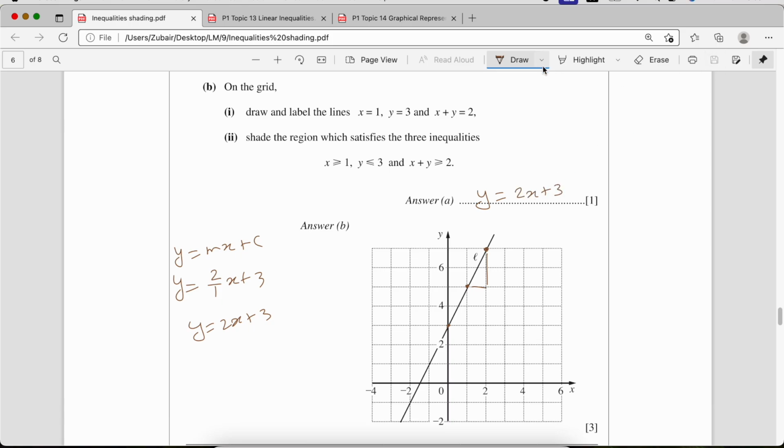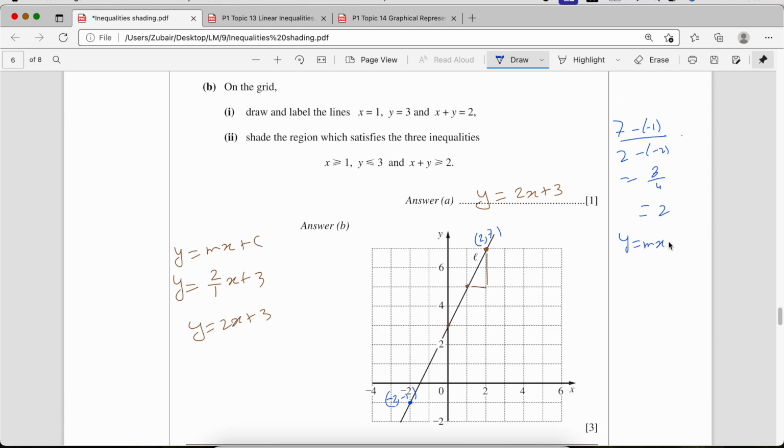Now for those who need a different method, you can just choose any 2 points. This is x 2 and y 7. The other point was this. I'm just selecting a different one, let's say we select minus 2 and minus 1. So y2 minus y1 is 7 minus minus 1 over x2 minus x1. That's 8 by 4. Gradient is again 2.